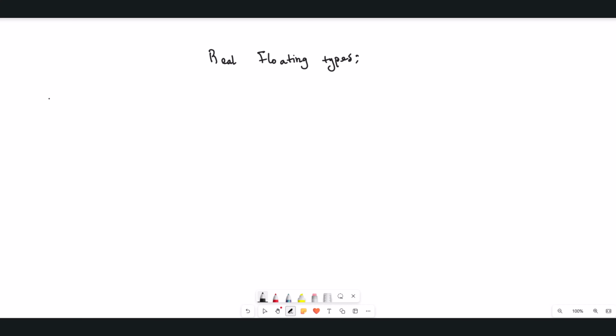Today we'll be talking about real floating types. In our computer memory, we have a fixed amount of memory, but real floating numbers, as mathematics define them, cannot be stored in a computer memory because a real floating number may have an infinite number of digits. We have pi, which has an infinite number of digits. So how can we store pi?